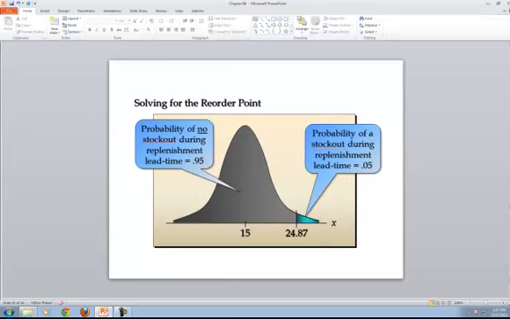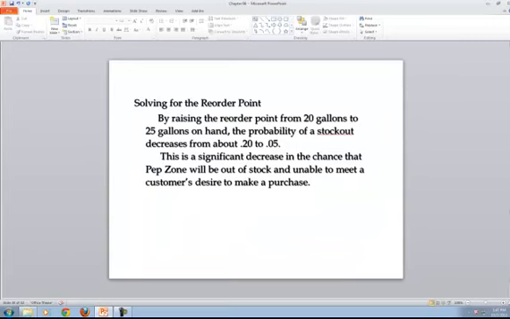Graphically, this is the picture. You can check for yourself that a value for x of 24.87 is consistent with only a 5% stock out probability. And this is also just another description of the situation we have solved.